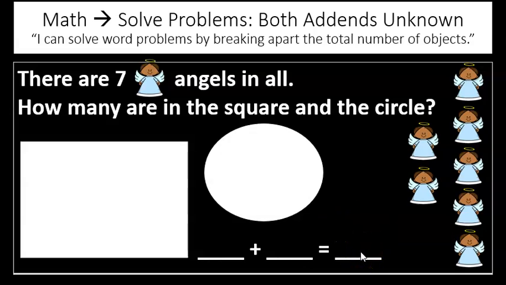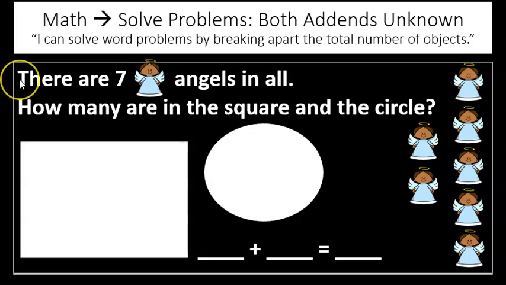But before we do that, let's read our math word problem to see what we are working with, okay? Read it with me. Here we go. There are 7 angels in all. Okay, let's read our question now. How many are in the square and the circle? Okay, so here's our square, here's our circle, and of course our addition equation is here.